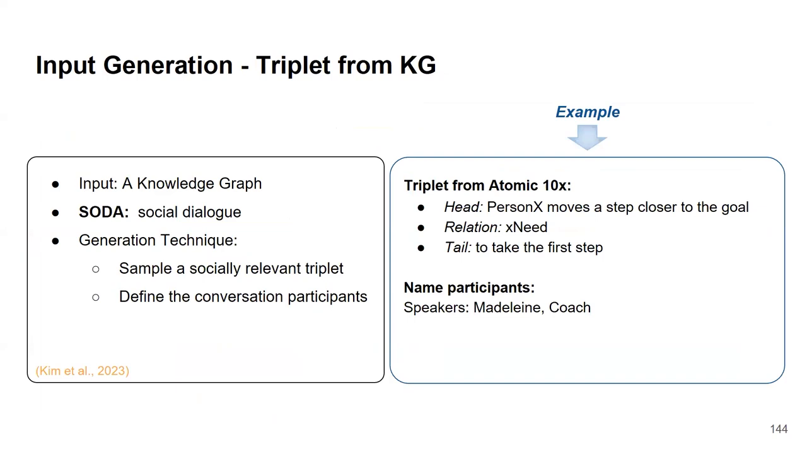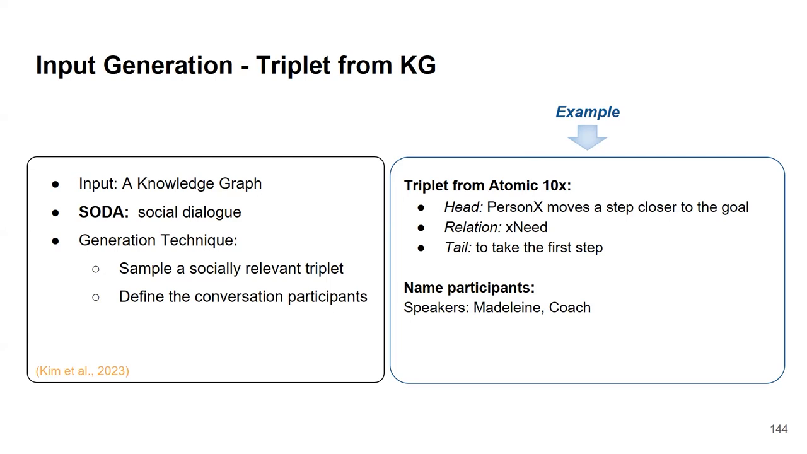Other textual resources can also be used to generate these descriptions, for example, a knowledge graph. This is because in some domains we have a scarcity of conversational data. So we can convert other textual resources, like knowledge graphs, to a description, and then convert this description to the conversation.